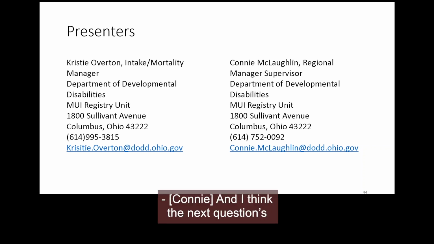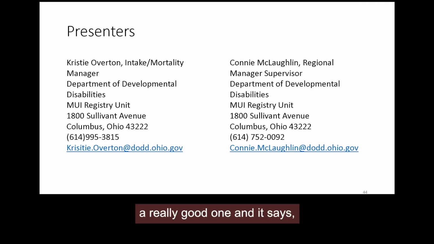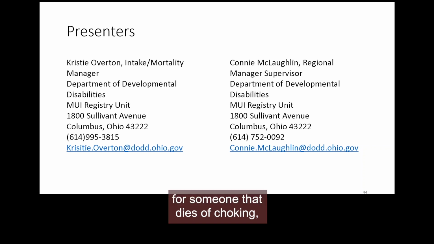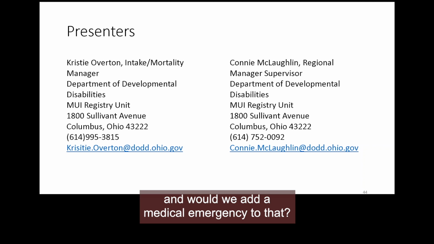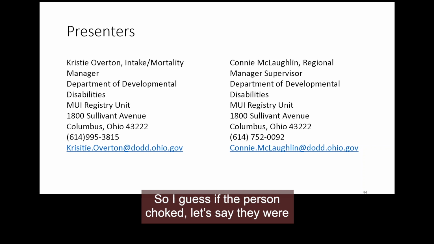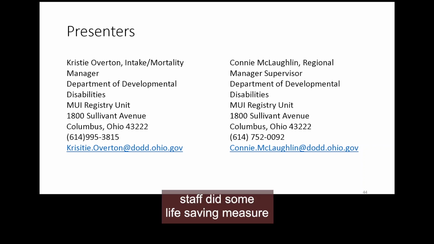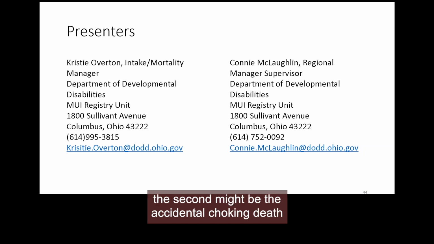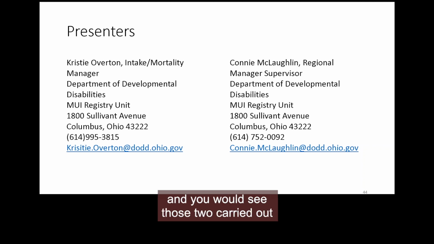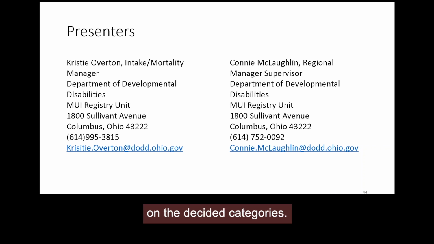And I think the next question is a really good one. It says, for someone that dies of choking, would we add a medical emergency to that? So if the person choked, let's say they were eating a peanut butter sandwich, staff did some life-saving measure, and then they later died as a result, yes, you would have two alleged categories. One would be for the medical emergency. The second might be the accidental choking death, and you would see those two carried out on the decided categories.